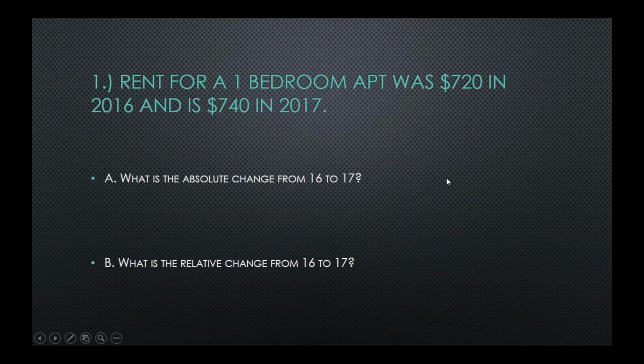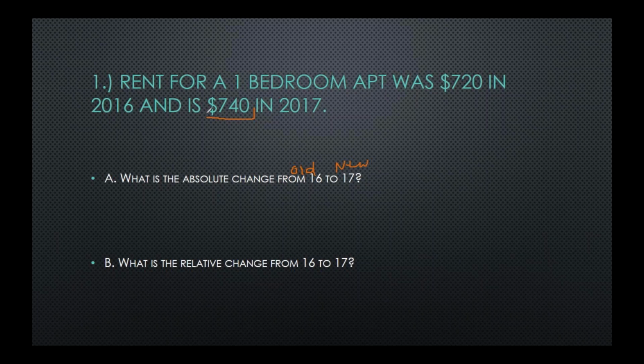Okay, let's do an example. Rent for a one-bedroom apartment was $720 in 2016 and $740 in 2017. What is the absolute change from 16 to 17? Your first question you really need to answer with these is what's old and what's new. If you think about where you came from, I'm from Ohio, I moved to Indiana. Wherever you're from, that's old. Wherever you're going to, that's new. So to is new, from is old. I don't know how you remember that. To is new, it kind of rhymes a little bit. Go with it.